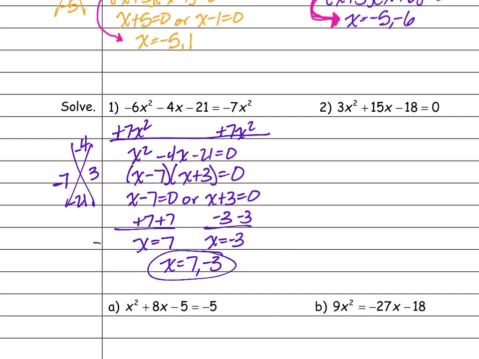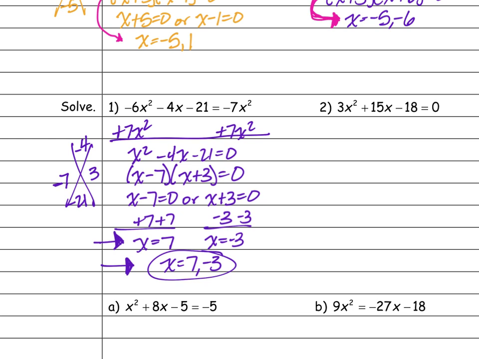By the way, you can leave it this way. It's just neater to write it this way. Just saying that. Does that make sense? I can write x equals 7 and x equals negative 3. They just usually write it x equals 7 comma negative 3 or negative 3 comma 7, whichever way. Okay?